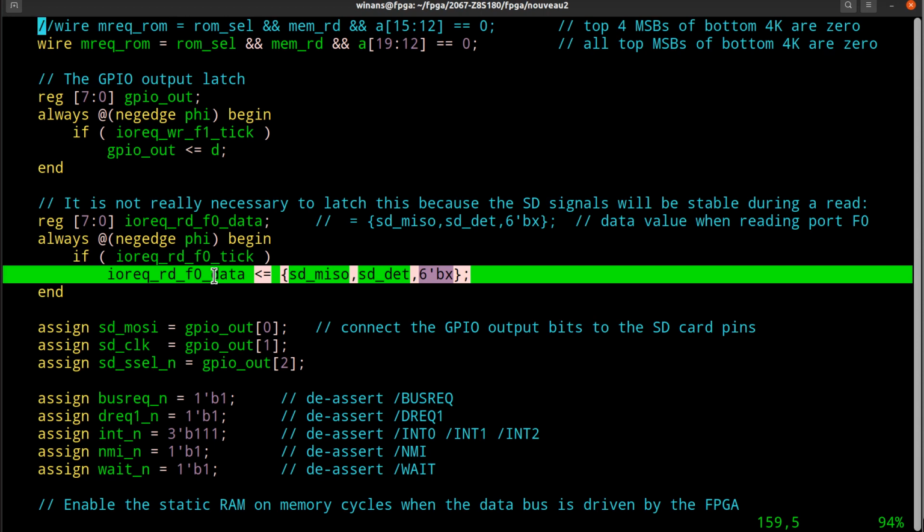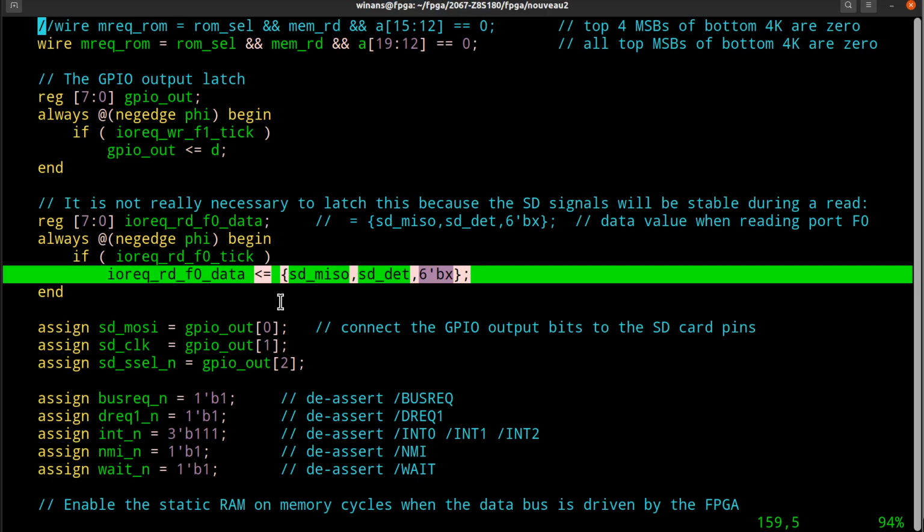Yeah, if I'm reading from the SD card, I could use a regular buffer. It doesn't even have to be latched. And on the Z80 retro board, it's not latched. And in the last version of the Nouveau, this is simply assigned. The data is simply assigned this without it being synchronously latched or anything.